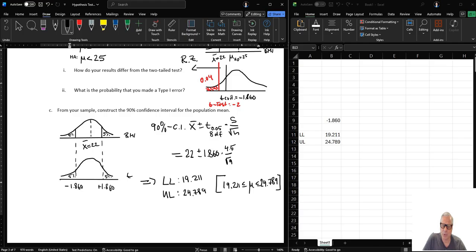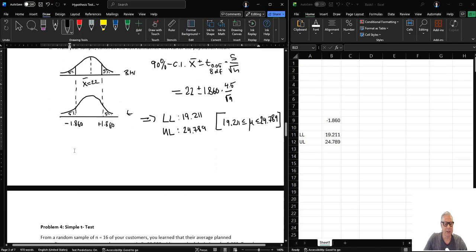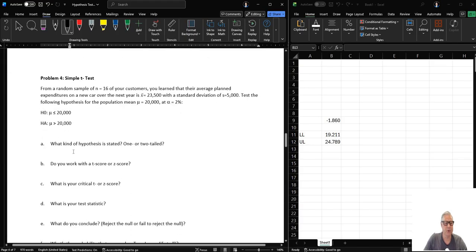So the 90% confidence interval would not include the population value, but maybe a 95% confidence interval would. Okay, so let's stop here, and then let's continue in the next one with a simple t-test, but let's do that in a separate video.